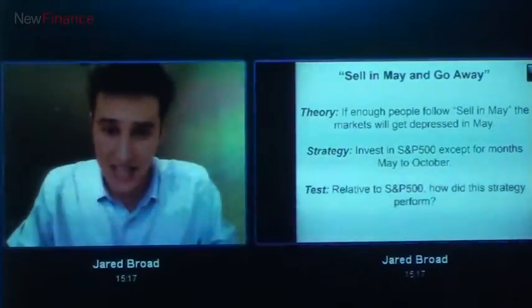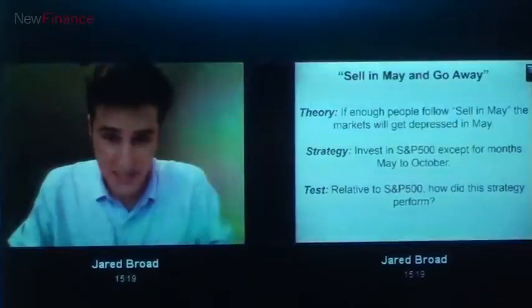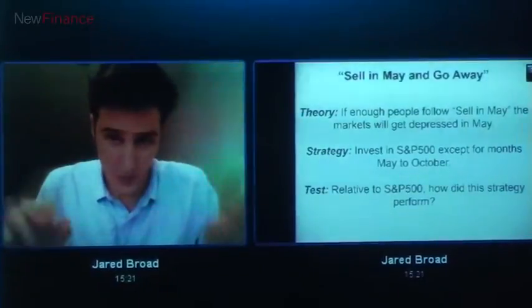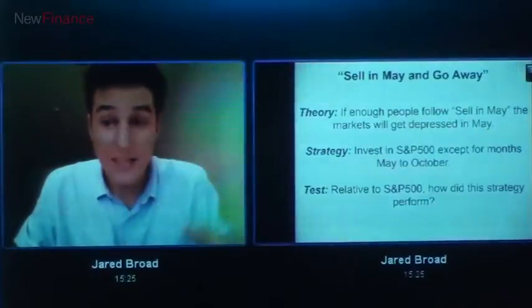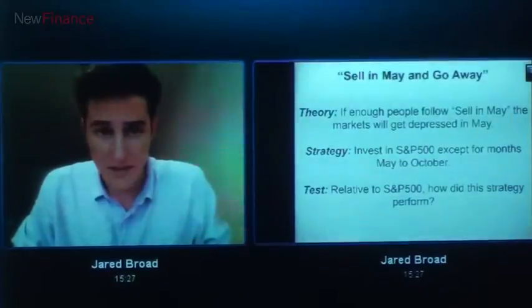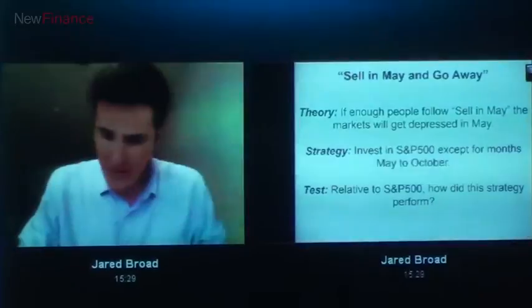So the way that we build a strategy around this, just to test the concept, is that we'll invest in the S&P for all the months except for May to October, which is when the theory applies. So then the test for that is relative to the S&P. How well did this strategy perform?